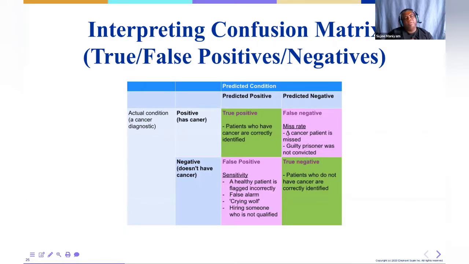Let's say a patient comes in for a diagnosis. Let's say the patient has cancer, but the algorithm clears them. It says, no, you don't have cancer. False negative, right? The algorithm says negative, but it's false. So things like that, and you can look at some of the real world cases.